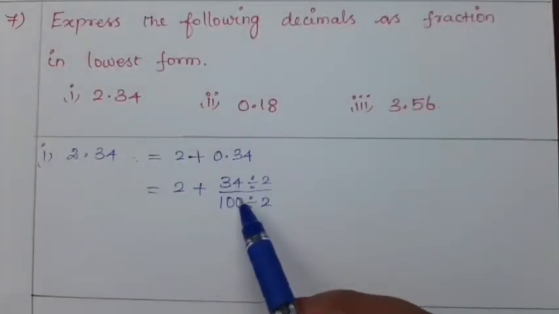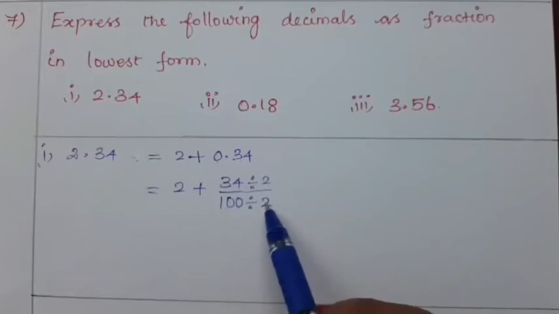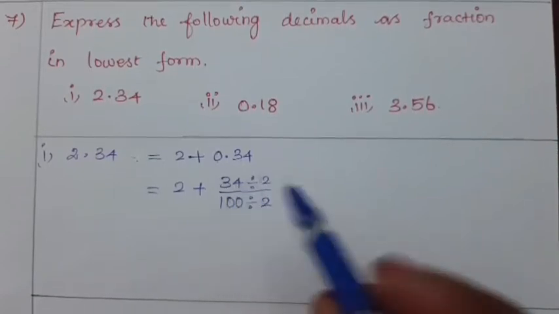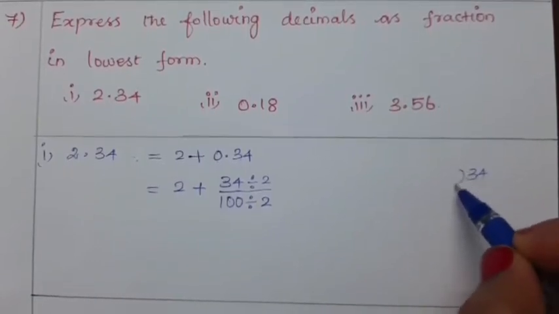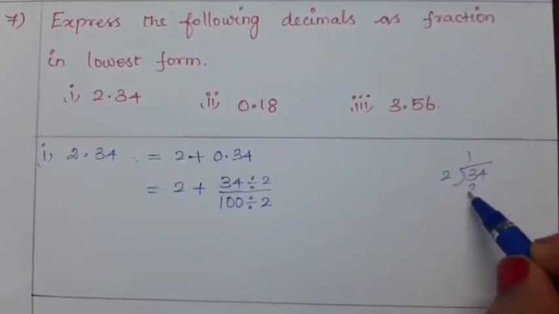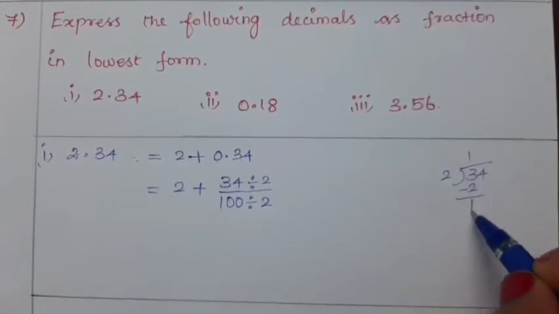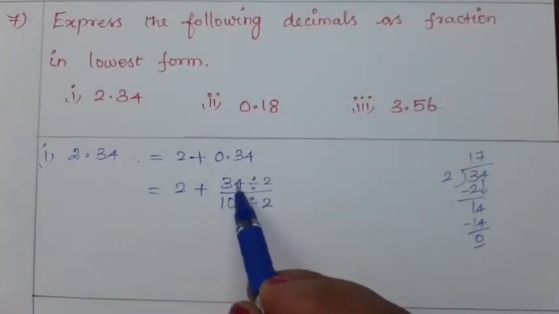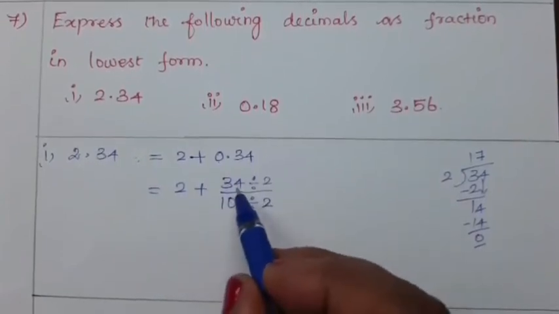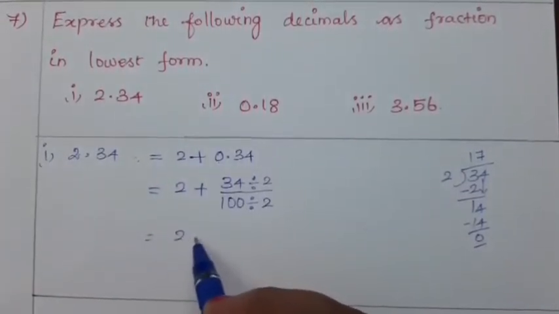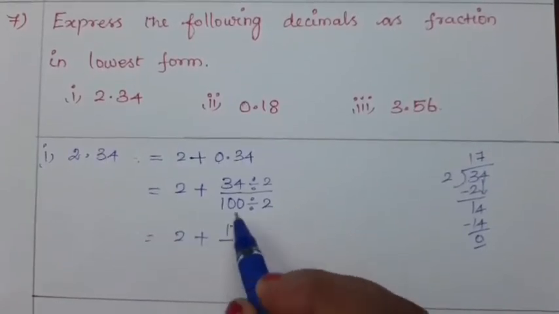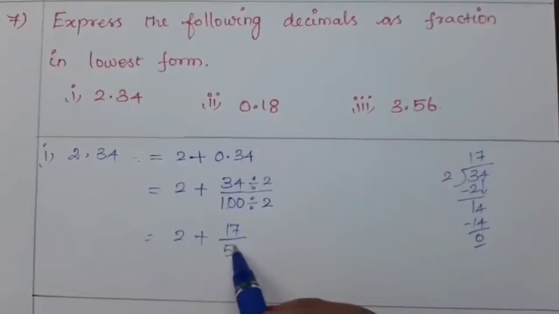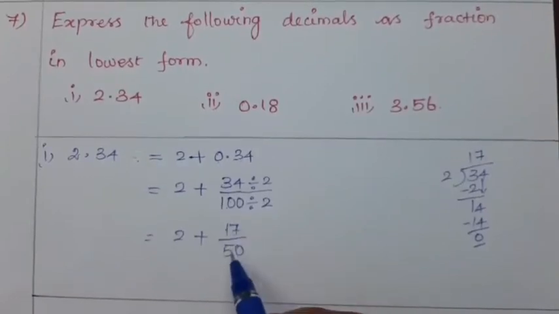34 is divided by 2, 100 is also divided by 2. When we divide 34 by 2, 1 2 is 2, subtracting 2 from 3 we get 1, bring down this 4 we get 14, 7 2s are 14. So the answer is 17. Dividing 34 by 2 we get 17. So 2 plus 17. Dividing 100 by 2 we get 50. So the answer is 17 by 50.